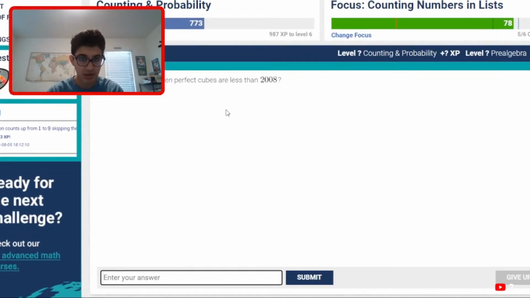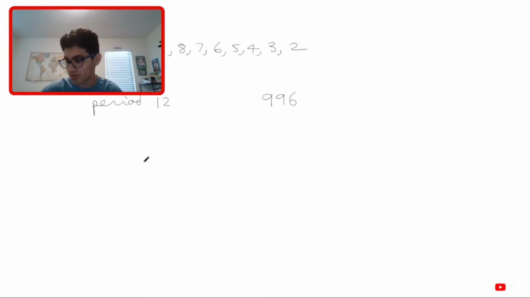Okay. How many positive, even, perfect cubes are less than 2008? So it has to be a perfect cube. It has to be less than 2008, and it has to be even. So what's the cube root of 2000? What is that roughly? What is 15 cubed? So 12 cubed is 1728. So 13 cubed will be more, 14 cubed will be a lot more. So basically we go from 2 until 12, and it's only the evens, right? Only evens. So how many are there?